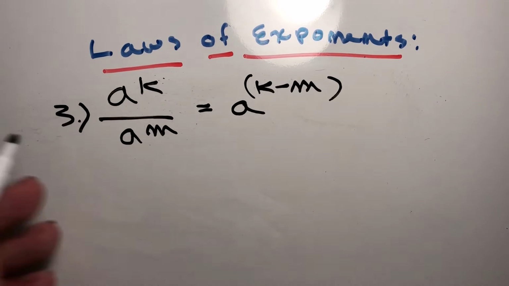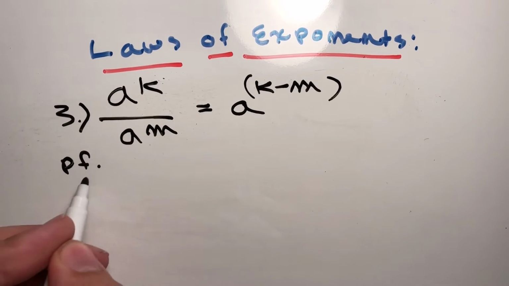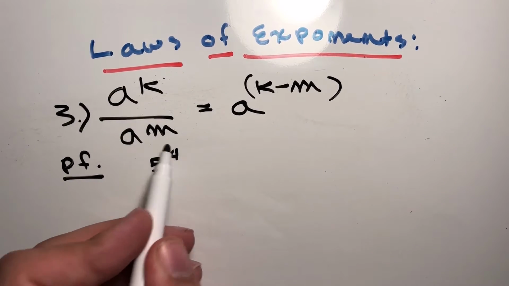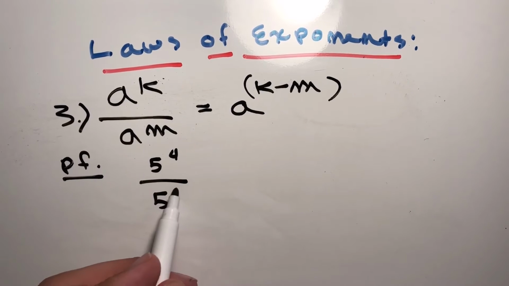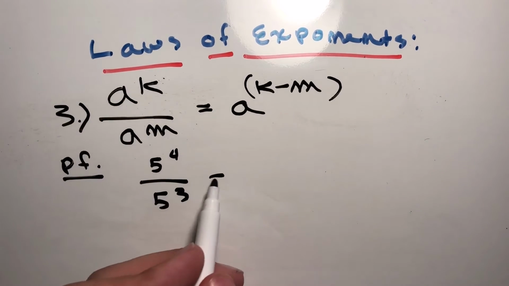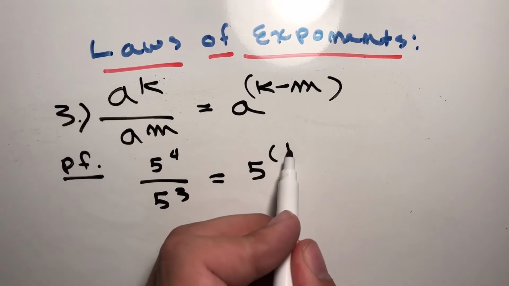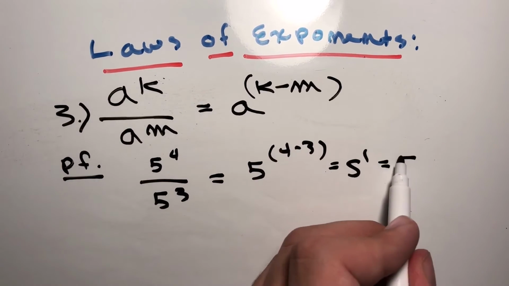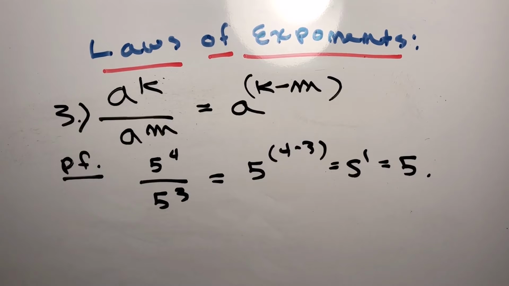So let's look at the proof of this again. Kind of a similar pattern. So let's say I had 5 to the 4th, a is the same base, divided by 5 to the 3rd. Well, the law tells us this is 5 to the power of 4 minus 3, which is just 5 to the 1st, which is just 5, because any number to the first power is itself.